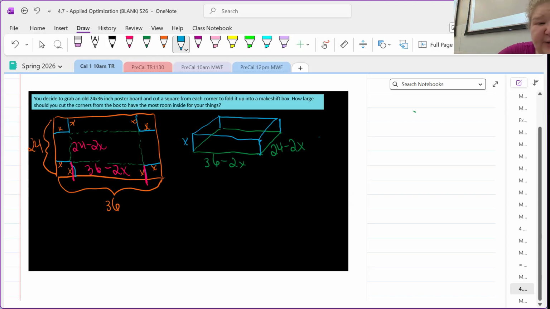So what is the volume of that box? Or what's the volume of any box? What's our formula for volume for boxes? Yep. Length times width times height. So take a side times another side times the third dimension. So we get a formula that is actually already in terms of one variable. But our next step is take the derivative of that.